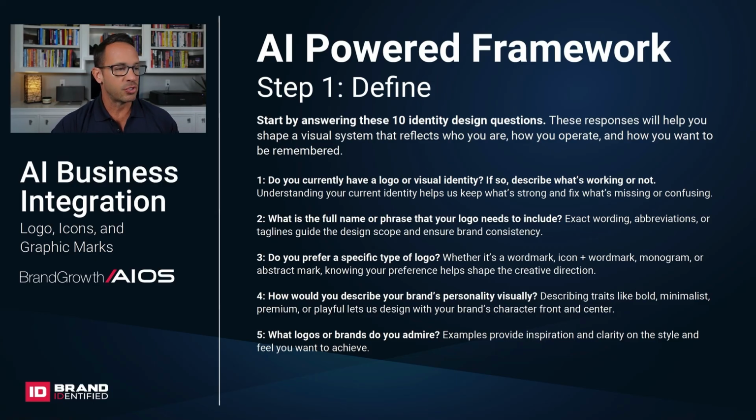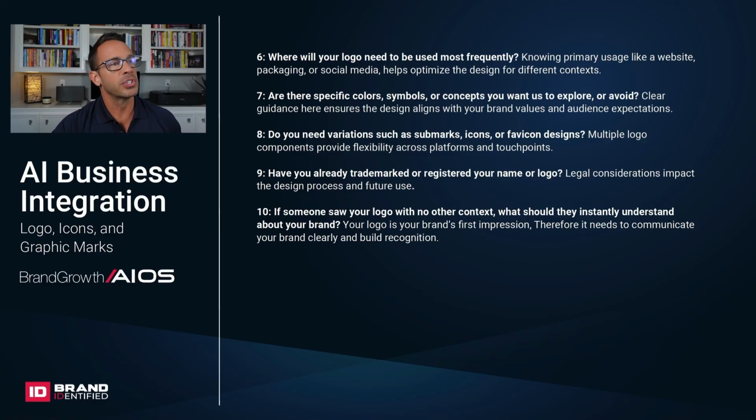Question number 5 is, what logos or brands do you admire? Examples provide inspiration and clarity on the style and the feel that you want to achieve. Question number 6, where will your logo need to be used most frequently? Knowing the primary usage, like a website, packaging, or social media, helps us optimize the design for different contexts. Question number 7, are there specific colors, symbols, or concepts that you want us to explore, or are there any that you want us to avoid? Clear guidance here ensures that the design aligns with your brand values and your audience's expectations.